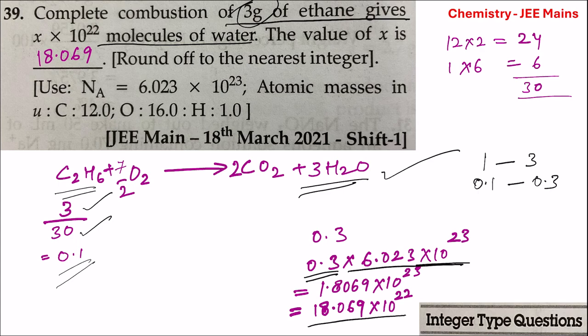And to find the molecular weight of ethane. In ethane the number of carbon atoms is 2. So 2 into atomic weight of carbon, that is 12. This is equal to 24. Number of hydrogen atoms is 6. So 6 into atomic weight of hydrogen, that is 1, and this is equal to 6. So molecular weight of ethane is 30. So answer here is, the value of X is 18.069.